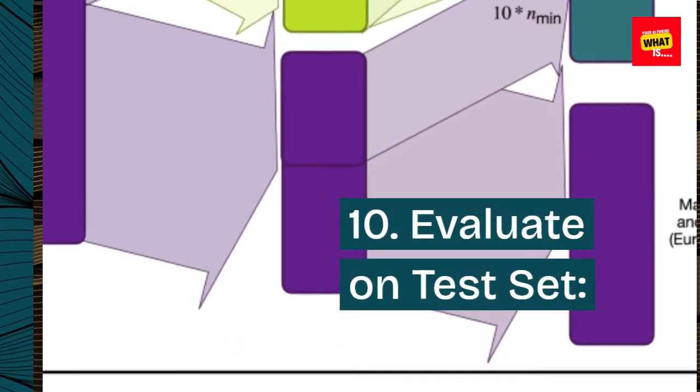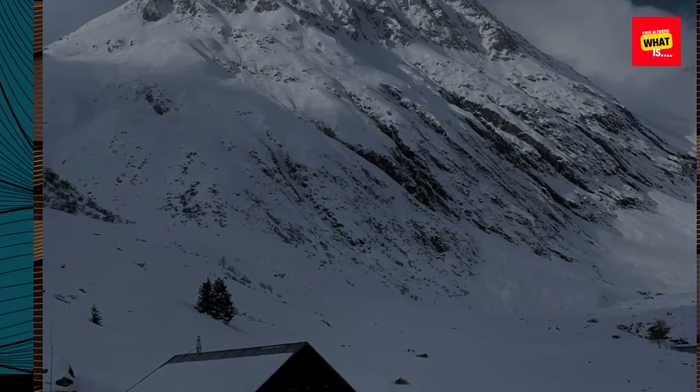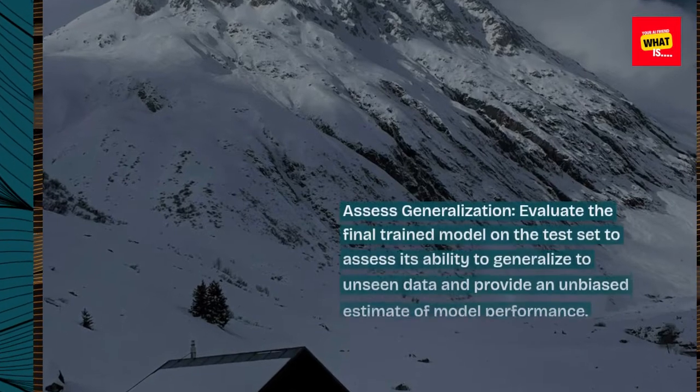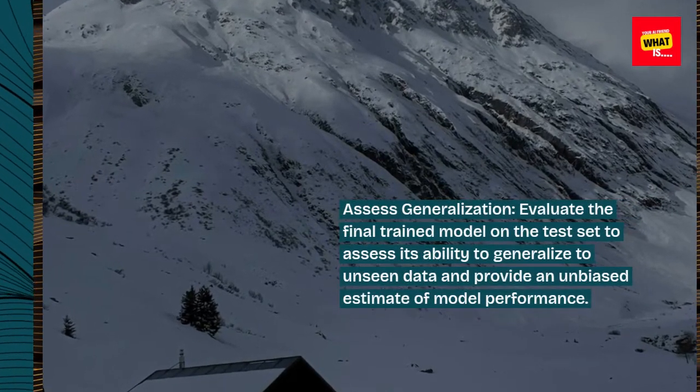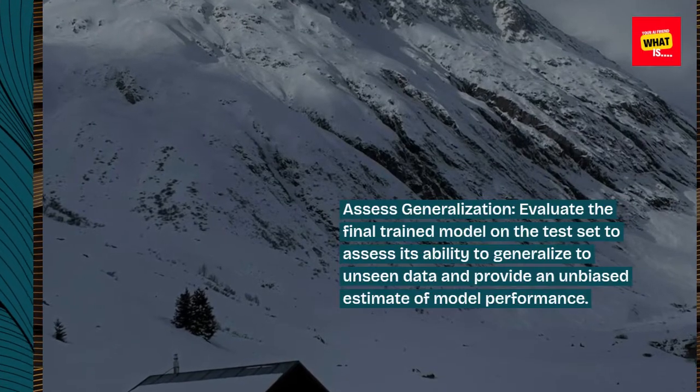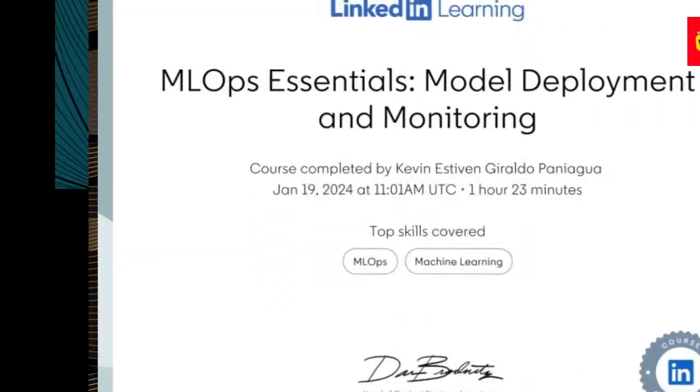10. Evaluate on test set. Assess generalization. Evaluate the final trained model on the test set to assess its ability to generalize to unseen data and provide an unbiased estimate of model performance.